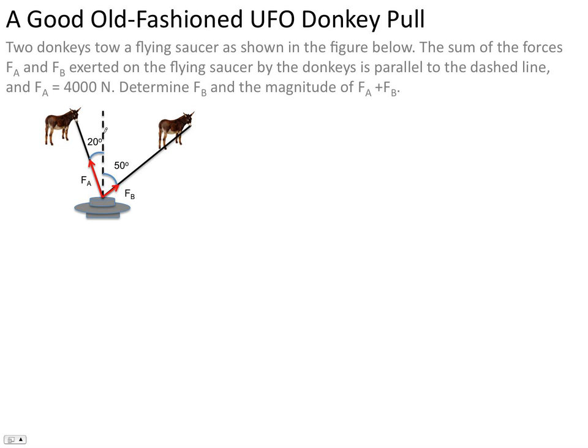Here's the situation. Two donkeys are towing a flying saucer as shown in the figure below. The sum of the forces Fa and Fb exerted on the flying saucer by the donkeys is parallel to the dashed lines. What that says is if you add Fa and Fb together, they're vectors, the resultant vector would point in the same direction as this dashed line points. You're given the magnitude of Fa, 4,000 newtons, and you're asked to find the magnitude of Fb and the magnitude of the sum, Fa plus Fb.